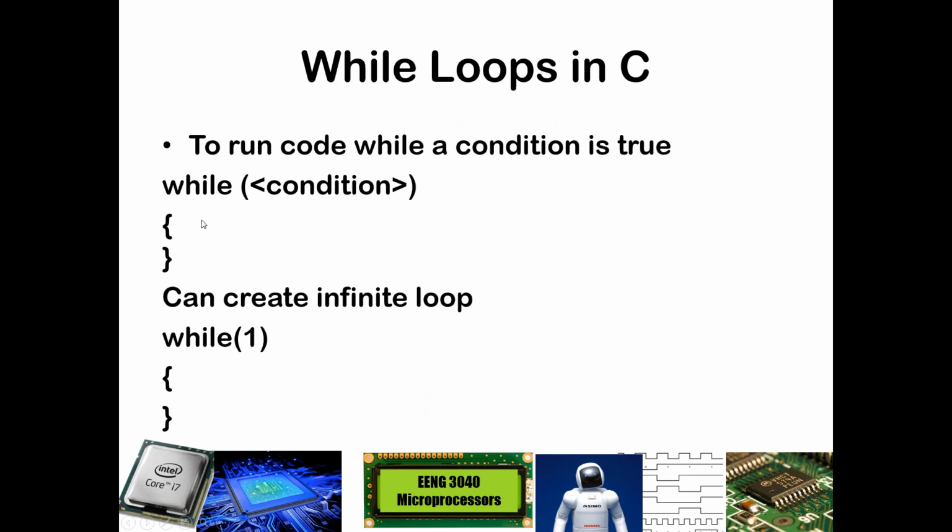While loops run code while a condition is true. You can also run something while something is not true. You just put an exclamation point in front of it. That is the symbol for not. So while not this value, or while this particular condition is true. So while port A is less than 3, or while port B is greater than 7, do whatever it is.